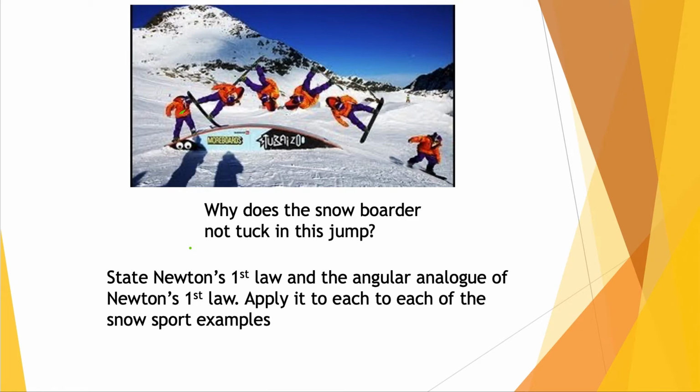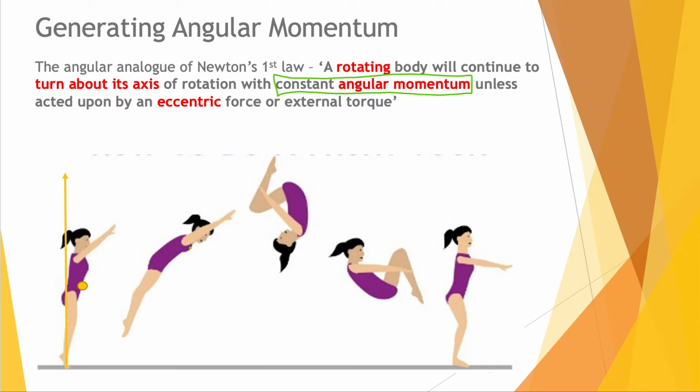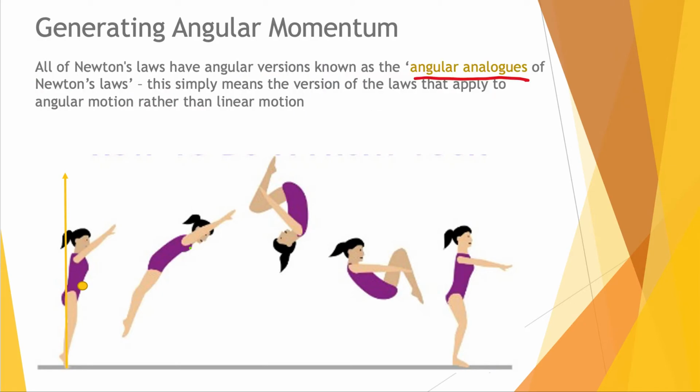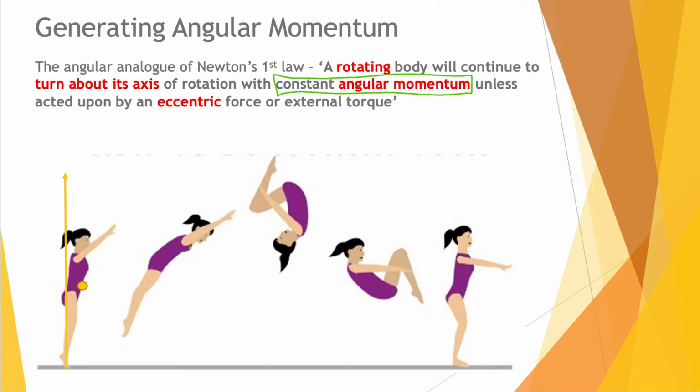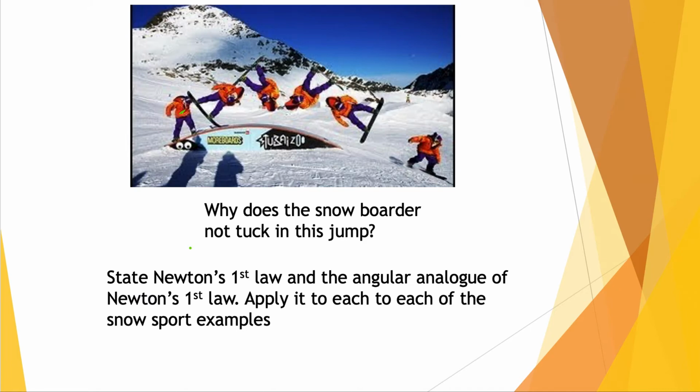The angular analogue of Newton's first law, let's go so you can see it. A rotating body will continue to turn about its axis of rotation with constant angular momentum unless acted upon by an eccentric or external force or torque.